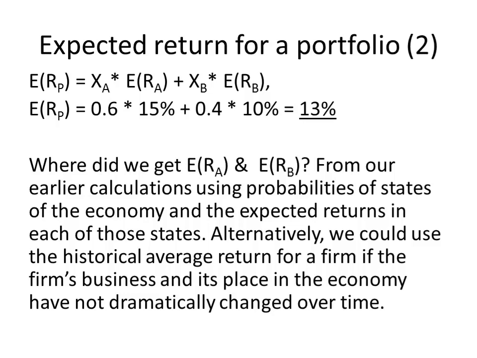Now just a reminder, where did we get the expected return of SuperTech and the expected return of Slowpoke? That came from our earlier calculations using the probability of states of the economy and the expected returns in each of those states. Now, in the real world, do we have such numbers? Probably not, and so typically what we would use is a historical average return for a firm, if the firm's business and its place in the economy have not changed dramatically over time.